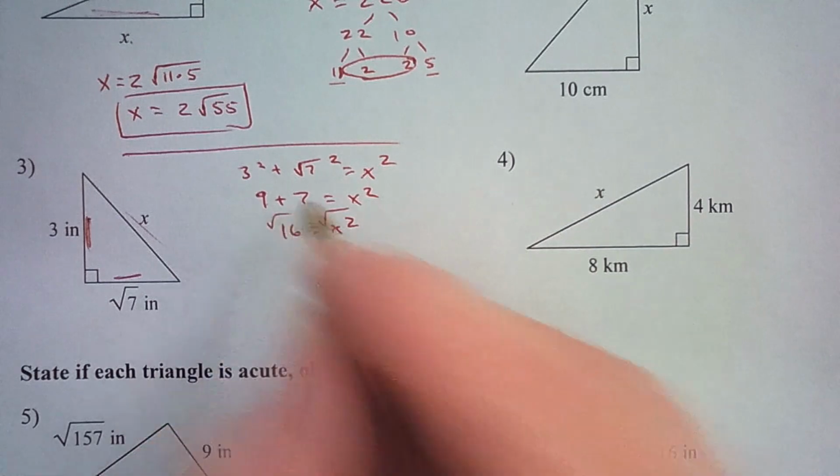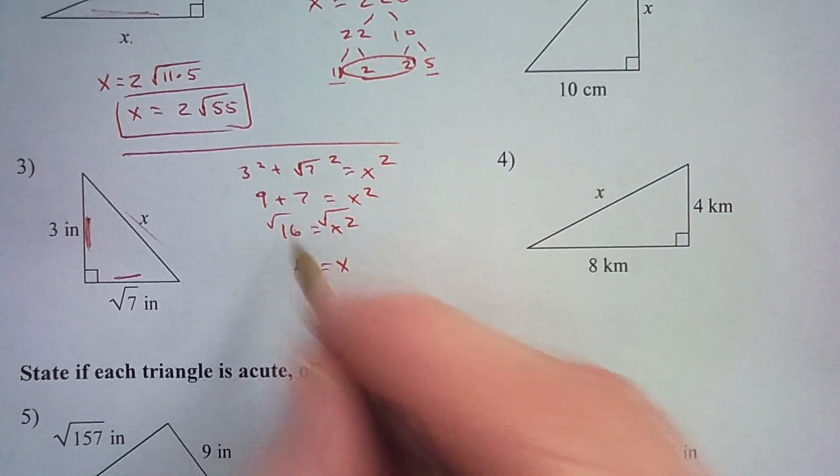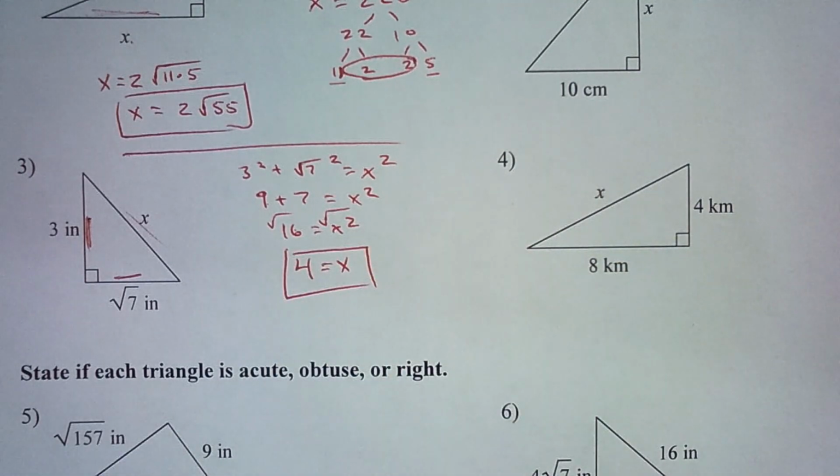So we take the square root of both sides, and the square root of 16 is 4. 16 is a square number. We get a whole number here. So the hypotenuse is 4.